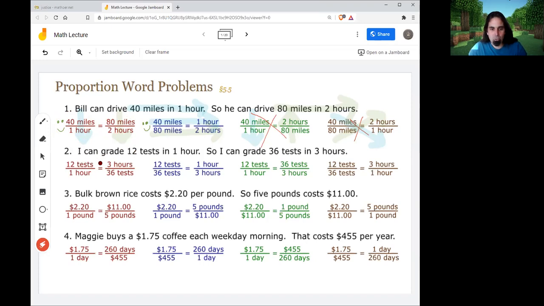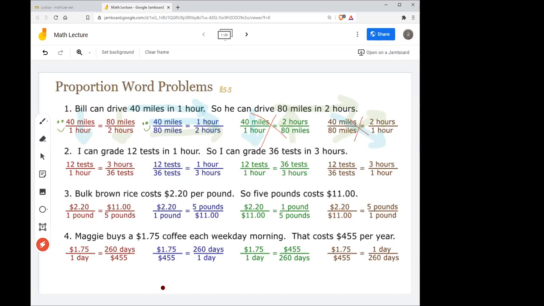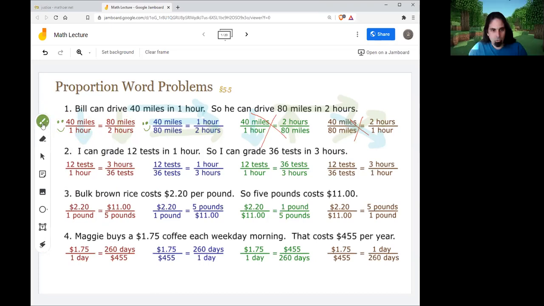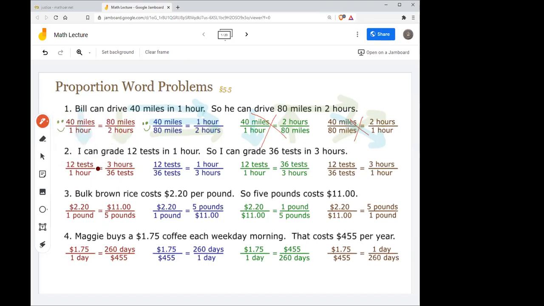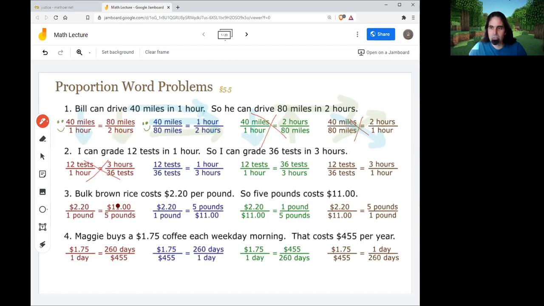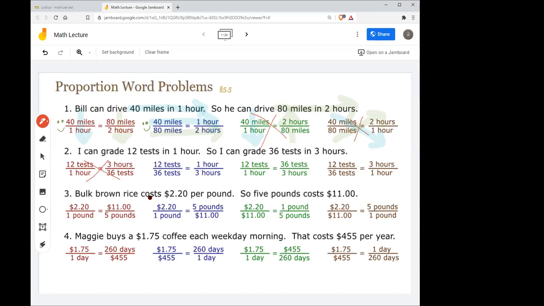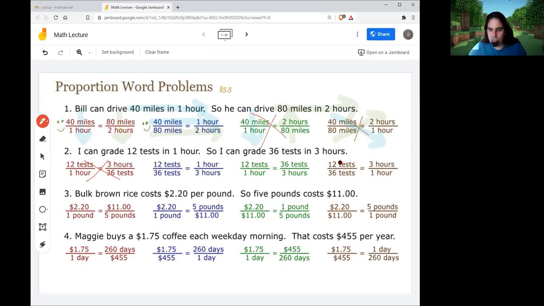Okay, let's look at number 2. Now that we've talked about all of that, which ones work in number 2? I believe the first one's wrong. The first one is wrong. And the two in the middle are right. 12 times 36 is not 3 times 1. And then I believe the two in the middle are right. So you think this one's wrong.